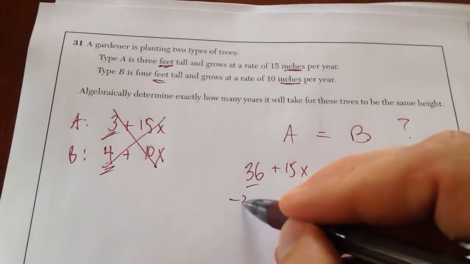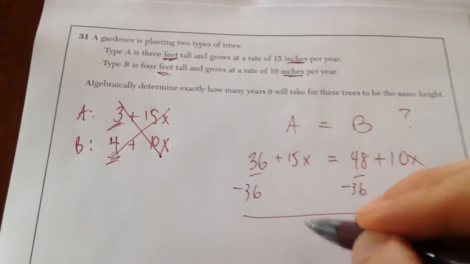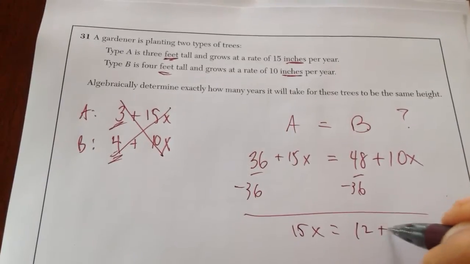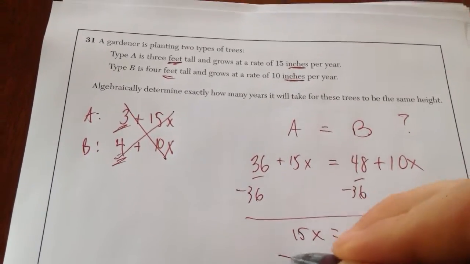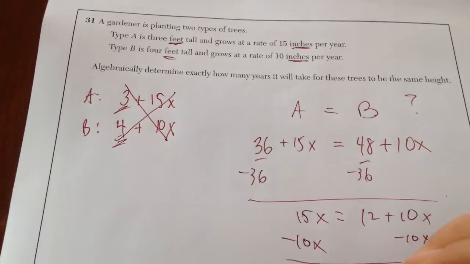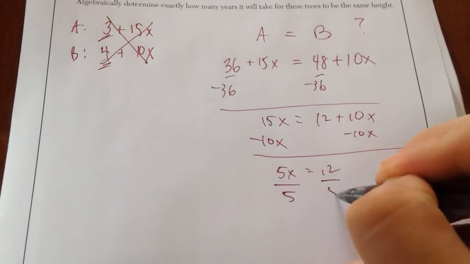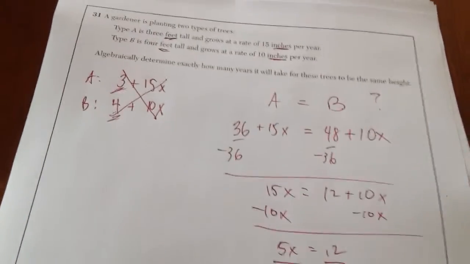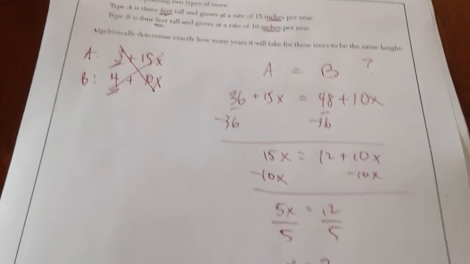So now I just solve this like a normal equation, minus 36. I get 15x equals 12 plus 10x. I subtract 10x. I get 5x equals 12. Divide both sides by 5. I get x equals 2.4.